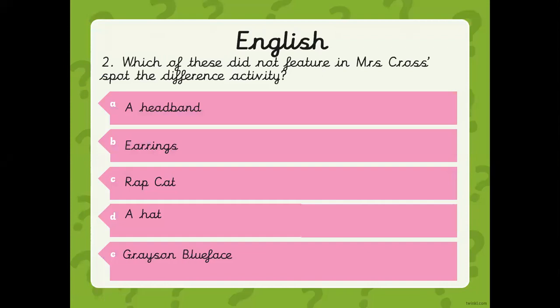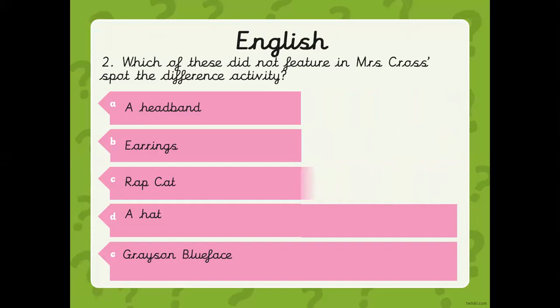Question 2, which of these did not feature in Mrs. Cross's Spot the Difference activity? This was a tricky one. The correct answer was E, Grayson Blueface. I don't know if you remember that puppet. His real name is actually Grayson Greenface.